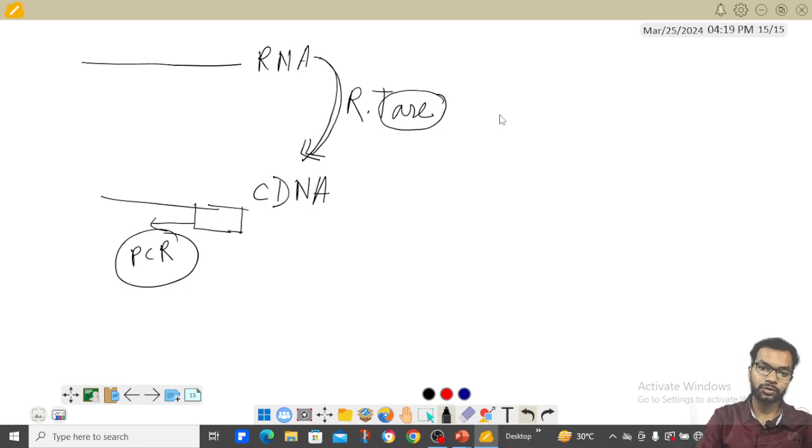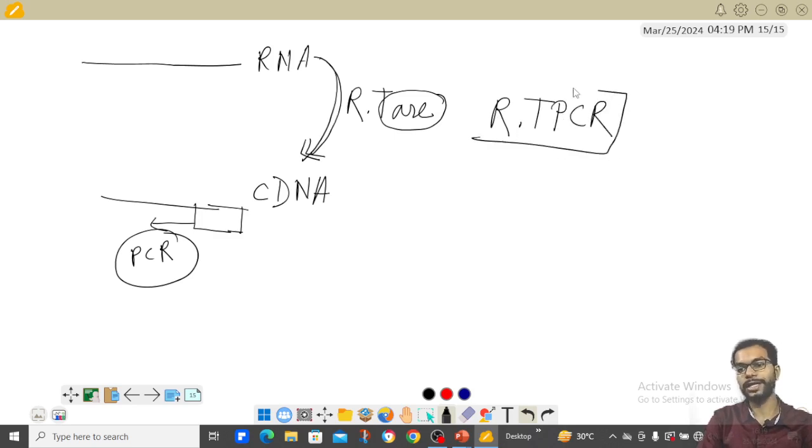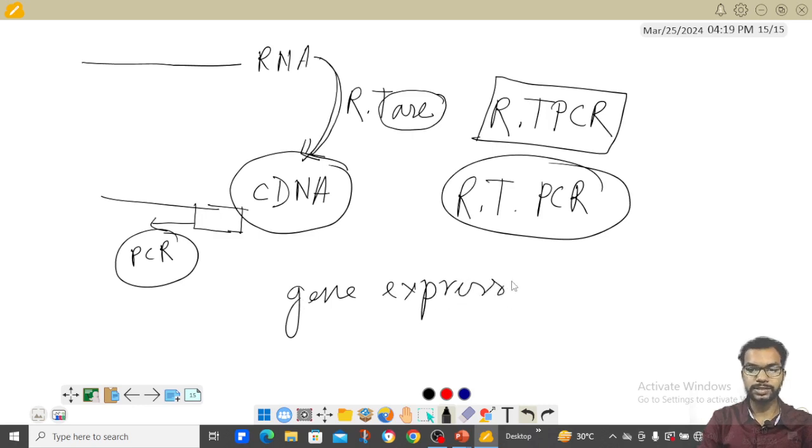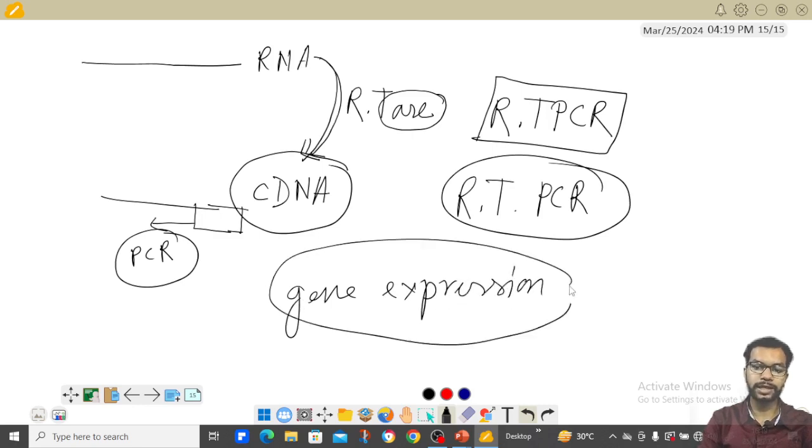That means first we reverse transcribe our RNA and then we perform PCR. That's why it is known as RT-PCR. First we reverse transcribe, then we perform PCR. So here cDNA is synthesized. This RT-PCR is used to study gene expression.